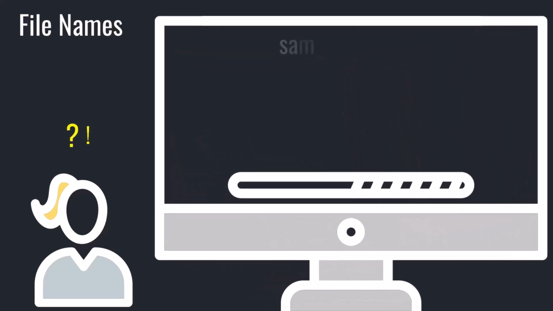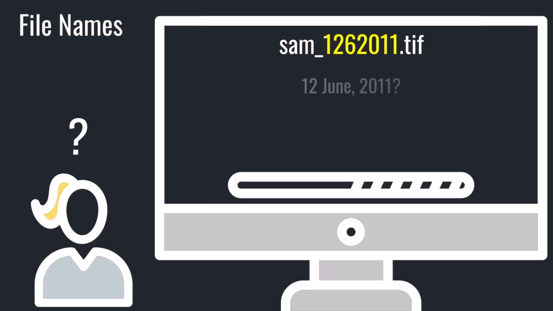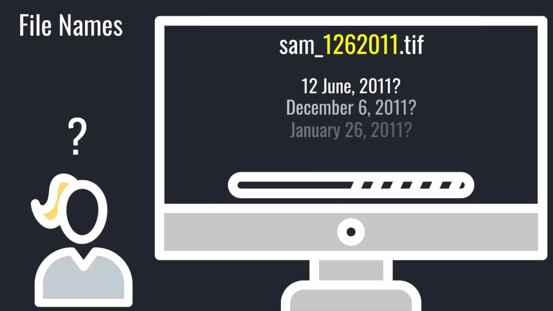What do you think of this file name? sam_1262011.tif. It looks like the number is a date. It is not a bad idea to have a date as part of a file name, but this date could be interpreted a number of different ways. Is it 12 June 2011? December 6th, 2011? January 26th, 2011?